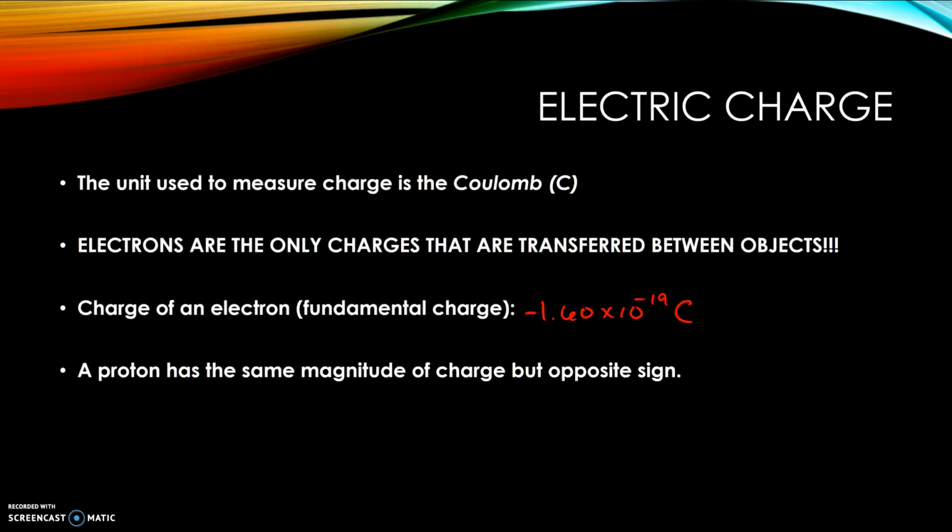And then the proton would have the same magnitude, so it's this 1.60 times 10 to the minus 19th coulombs, but it has the opposite sign. So the charge of a proton would be positive. We don't usually write the positive, but it'll be 1.60 times 10 to the minus 19th coulombs. Okay, and that's what's in our nucleus.